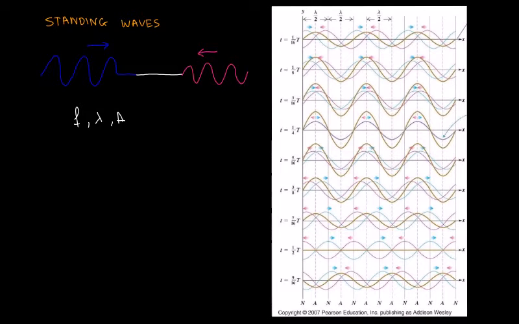Let's take a look at the first one on the top, where the blue wave is going to the right and the pink one is coming to the left. So when they superimpose, we end up having this green wave that I'm going to highlight now for you. So this green wave with a certain amplitude.